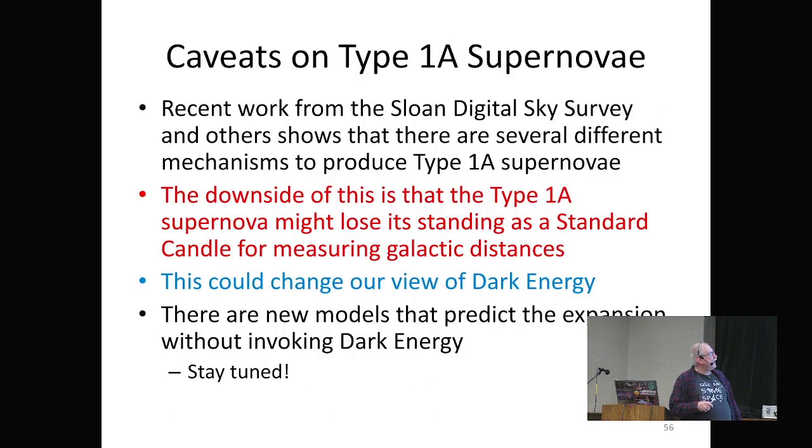So, like with everything in science, there's always caveats. People are now saying that there are multiple ways to produce type 1a supernovae, and so that might take away its specialness as a standard candle for measuring distance across the universe. I don't know how this argument is going at the moment. I haven't been paying attention, but it can change the view of dark energy, because if the measurement that you made thinking you had a standard candle wasn't actually a standard candle, now your measurement is wrong.